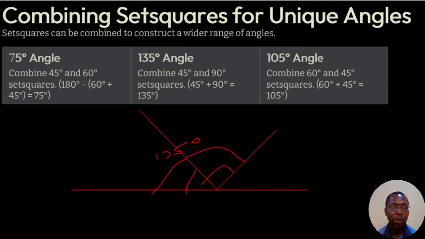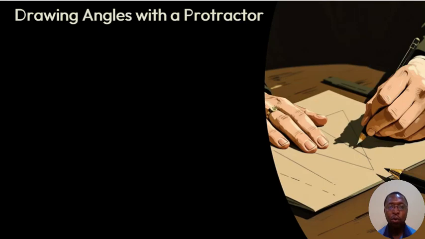Aside from that, we can also construct an angle using a protractor. If you want to do that, it is very simple as well. All you need to do is, first of all, draw your straight line. You draw a straight line with your ruler and your pencil. Then you get your protractor.